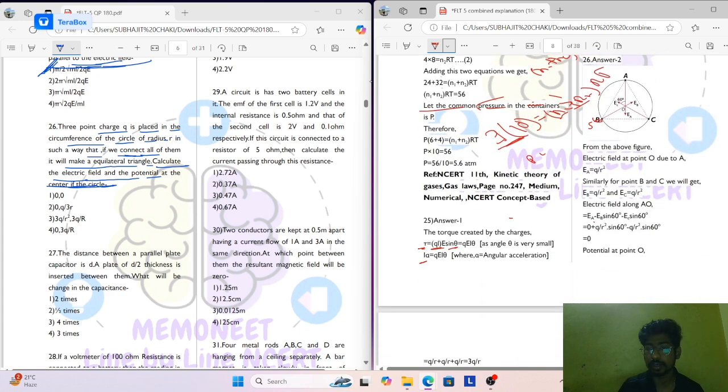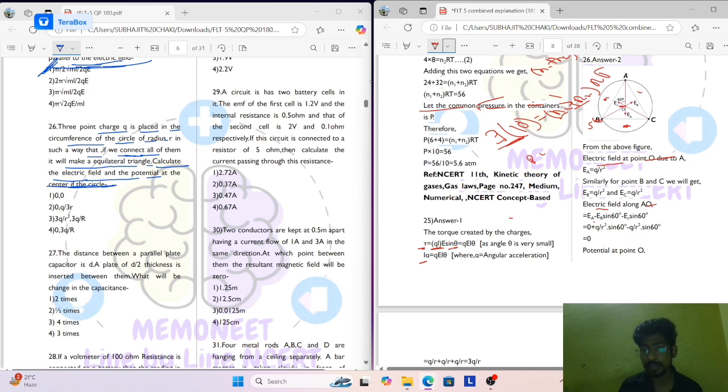Yeah, this is an equilateral triangle, na. So the electric field is given by the formula Q by R square. But similarly for B and C, it will be the same, because this is R, this is R, this is R. In an equilateral triangle all the sides are equal, so all the electric fields will be equal. Electric field along AO, first of all you have to calculate this AO.